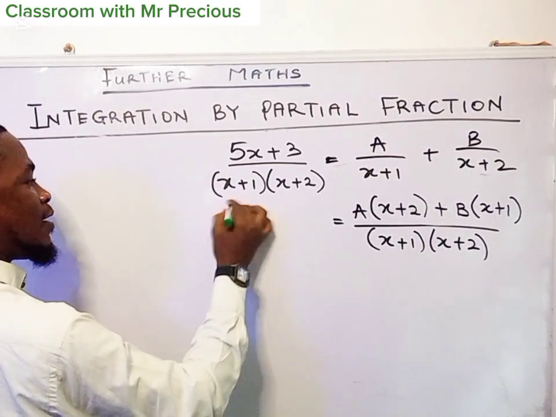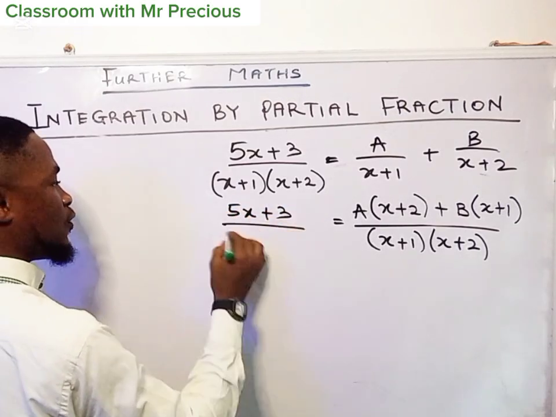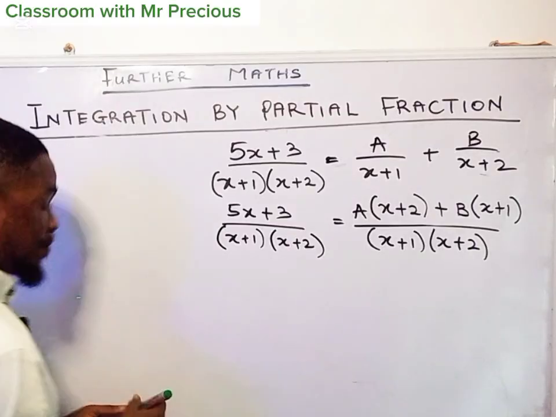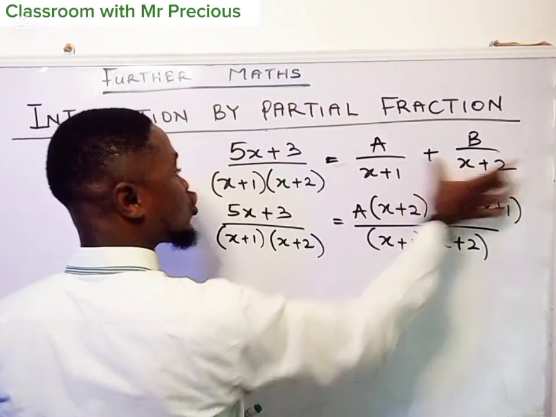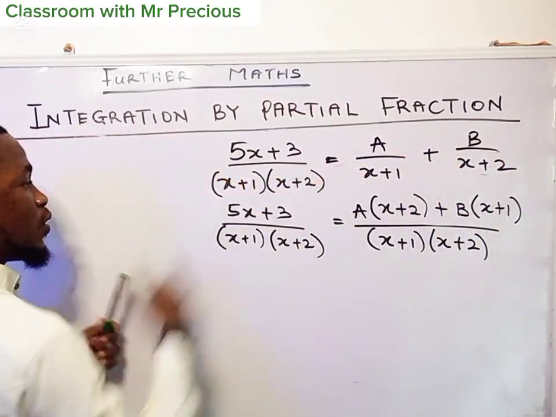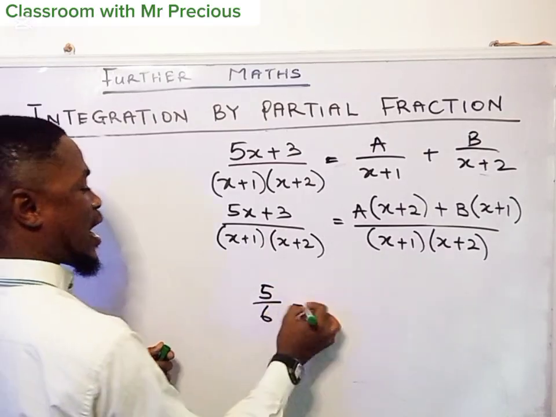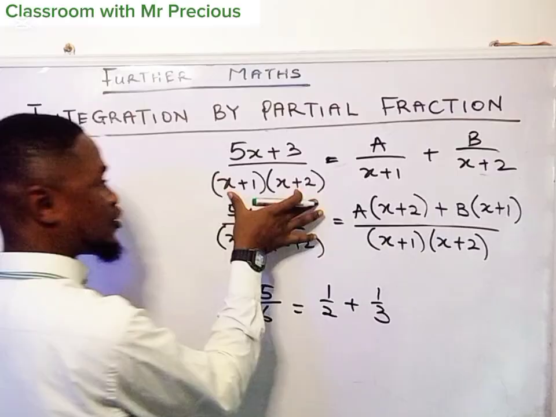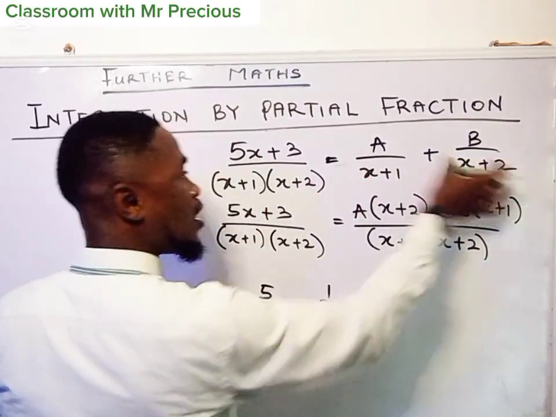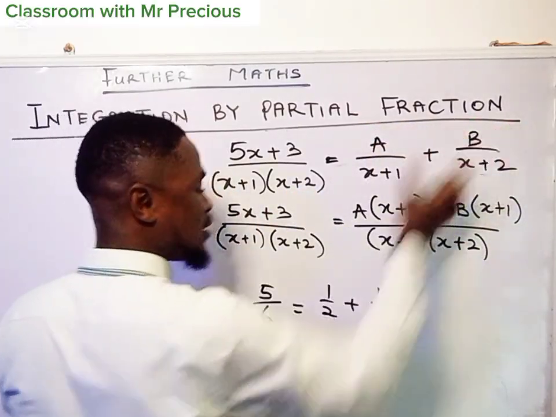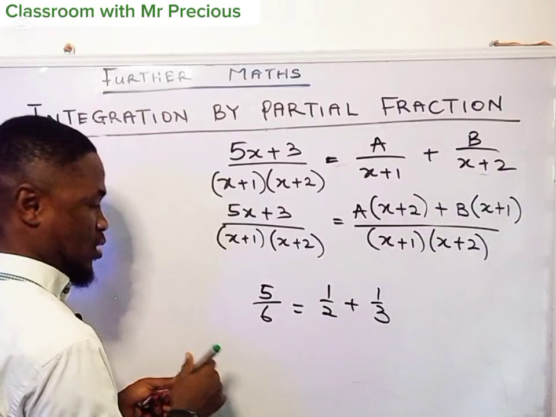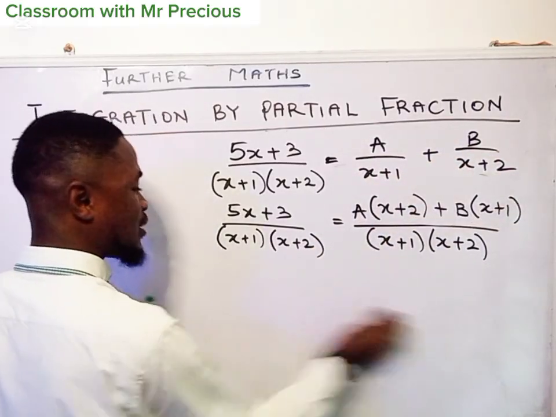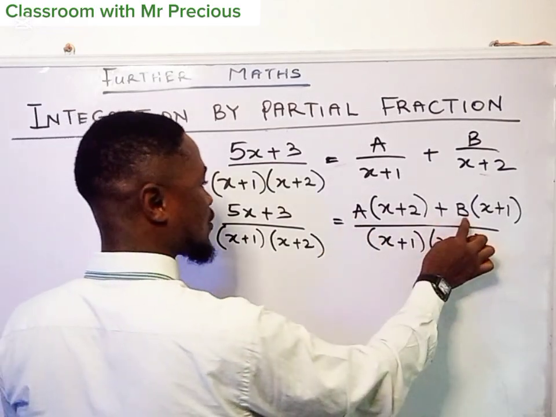Okay, so we still have our 5x plus 3 all over x plus 1 and x plus 2. Mind you, in partial fractions, the goal is to get these two fractions. So this one is like our 5 over 6, and these two are like our 1 over 2 plus 1 over 3. We are trying to break this into this and this, but we don't know what A is, we don't know what B is. When we get A and B, we have divided it successfully. So your goal is to get this A and this B.